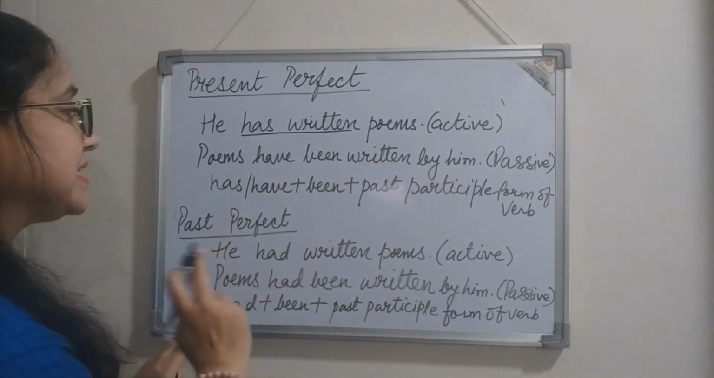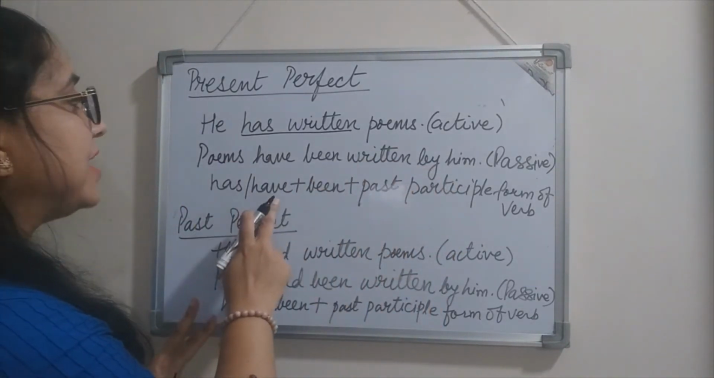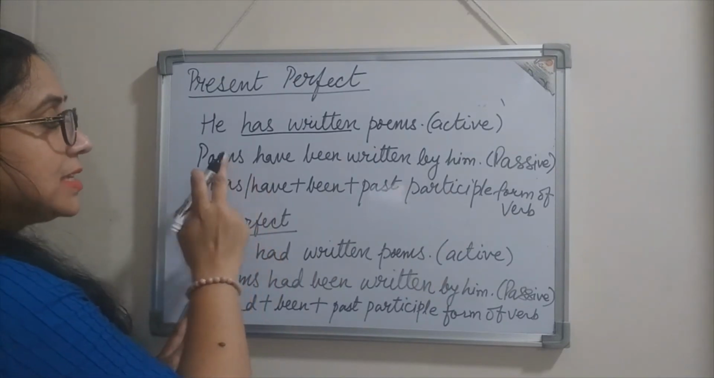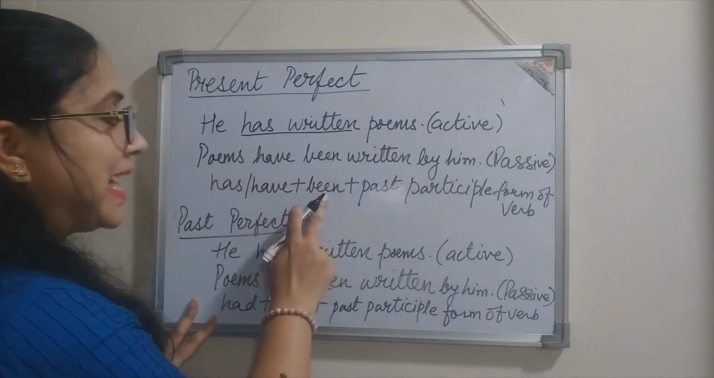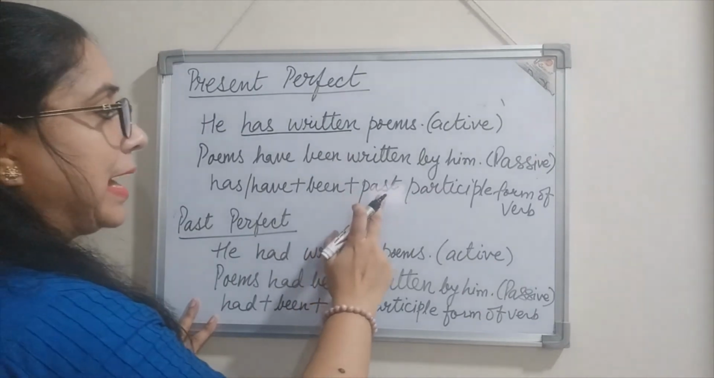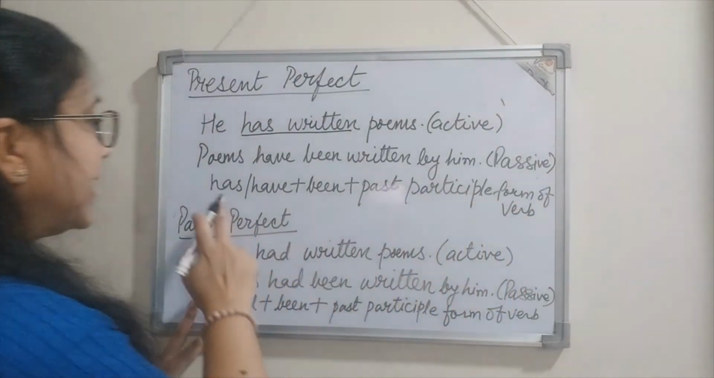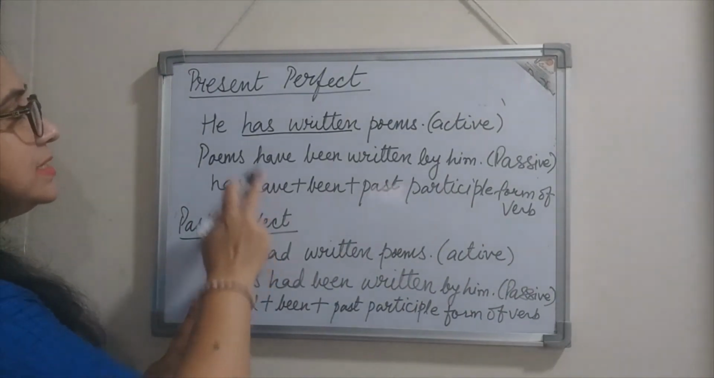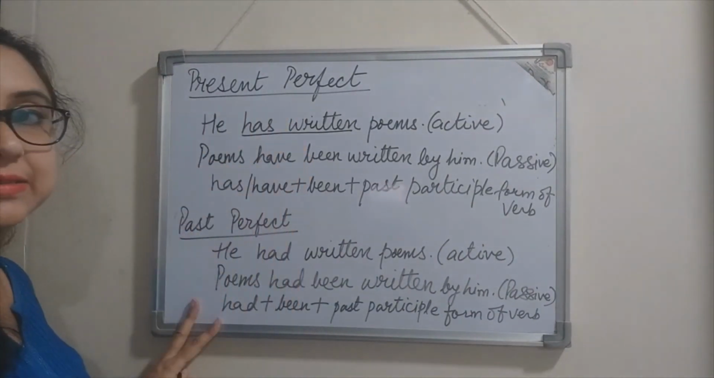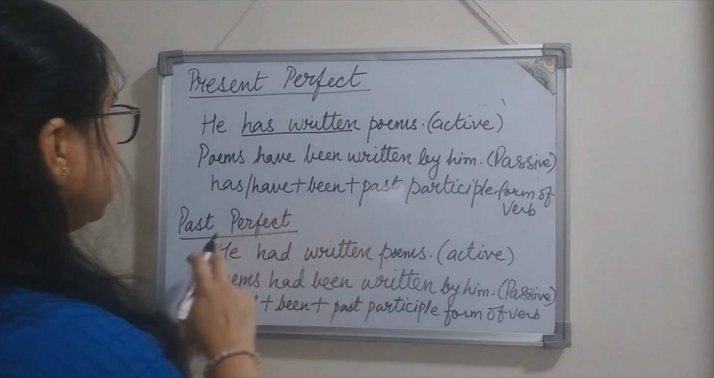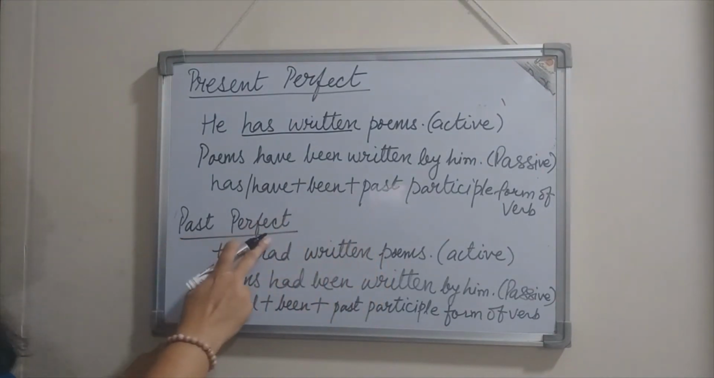So what is the basic structure? Has or have depending upon the subject. Then been gets added and then the past participle form of verb, right? Has and have represents present perfect tense. Clear? Now, same case with past perfect tense.